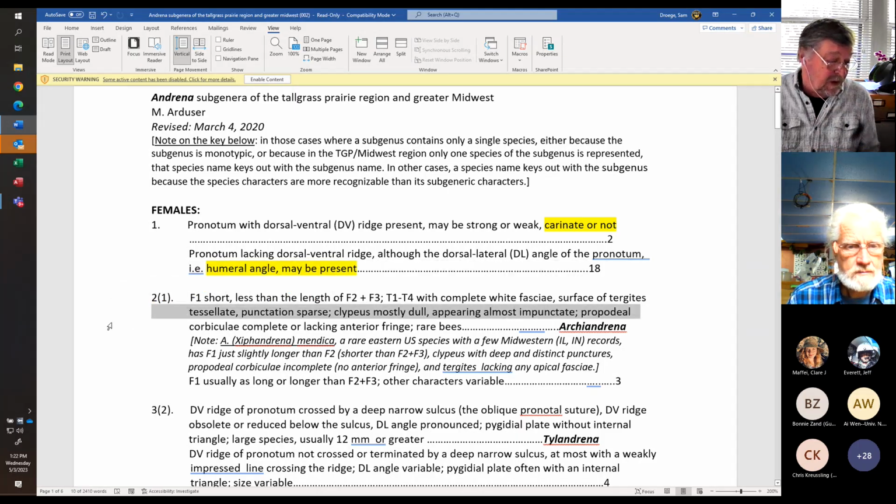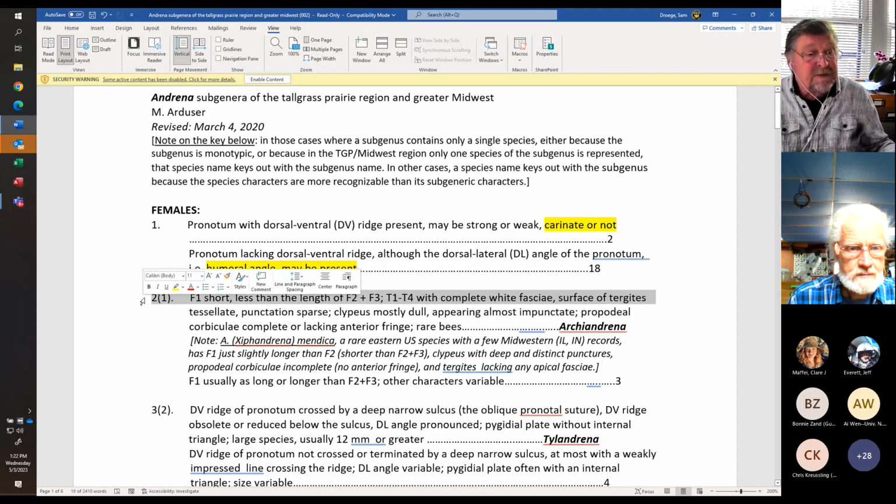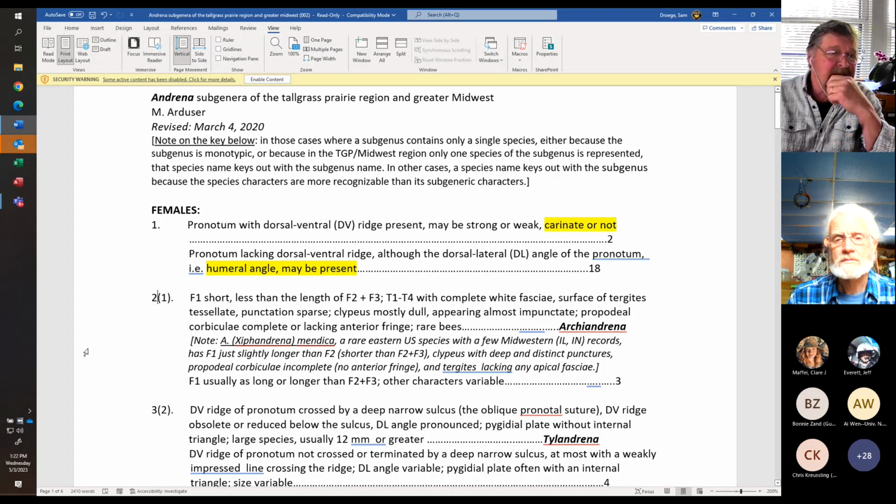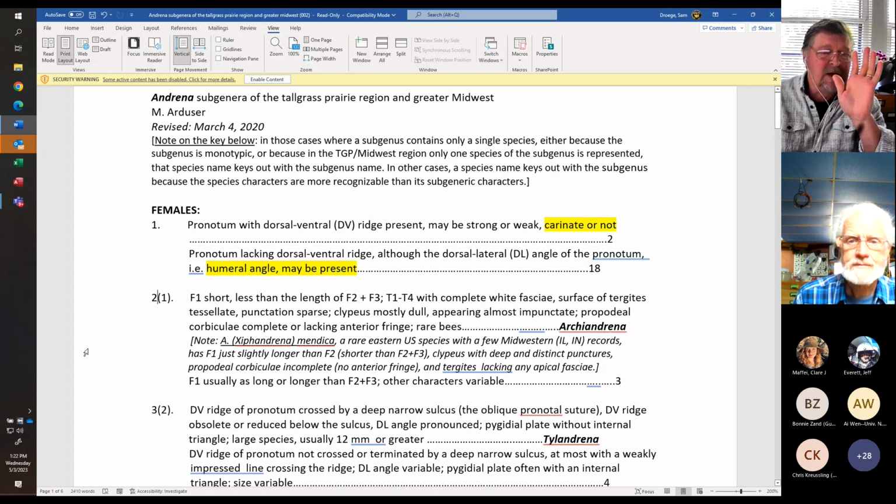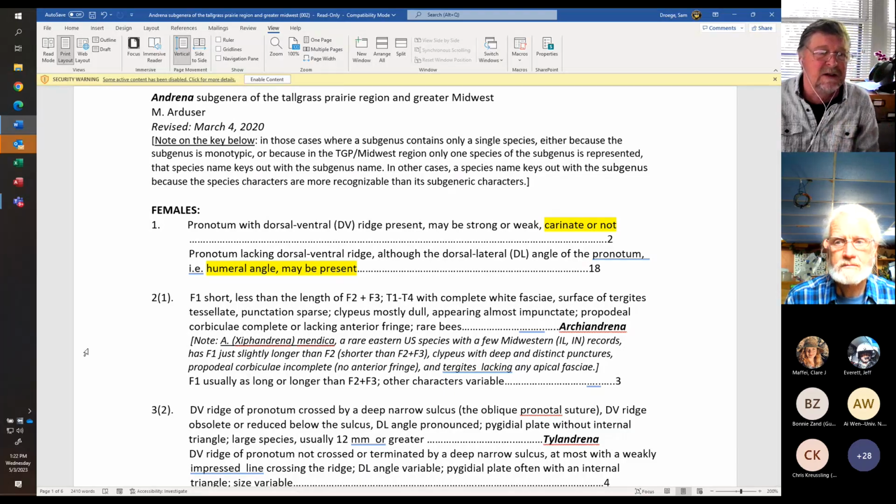So the rest of this key is strictly for females, but I just want to emphasize that the pronotal feature is for both sexes. So the male key, which we won't get into today, also starts the same way. So it's a useful feature for both sexes.